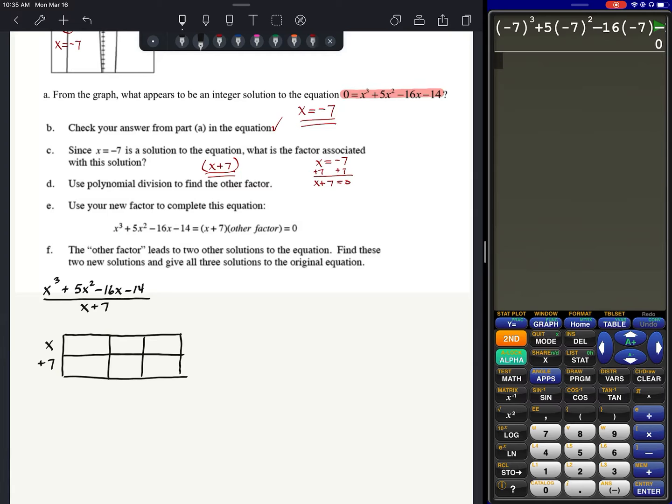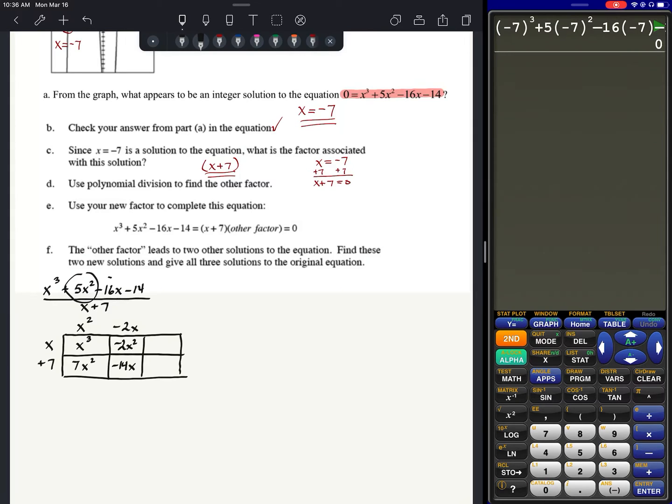So the next thing we're going to do here then, right, is we're going to take our x to the third term. We're going to put it in down here, just do our division. That would make this x squared. This would be 7x squared. We need a total of 5x squared, so I'm going to have to put a negative 2x squared here, which makes this negative 2x. Negative 2x times 7 is negative 14x.